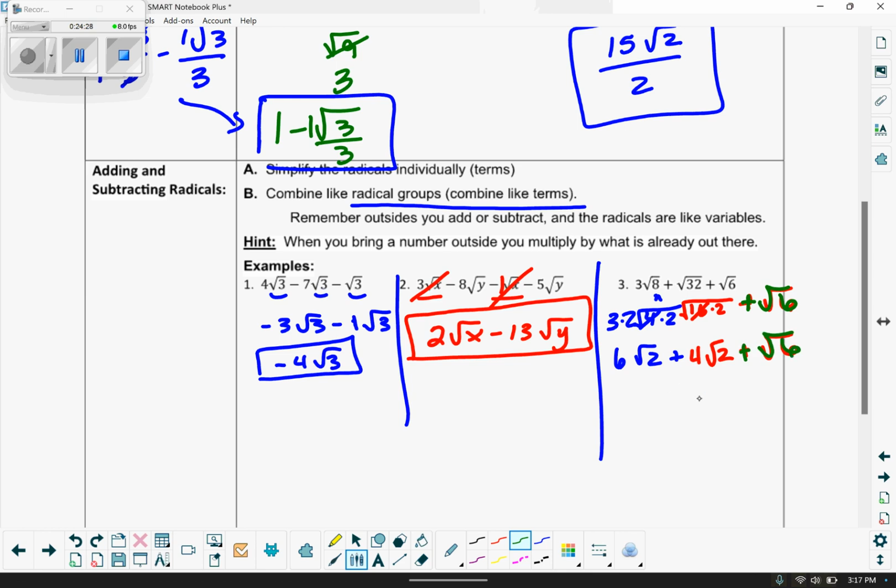Now my radical 2's can go together. So 6 radical 2 plus 4 radical 2 gives me 10 radical 2's plus a radical 6. And you can leave it just like that. Go ahead and plan on doing some practice at this point.